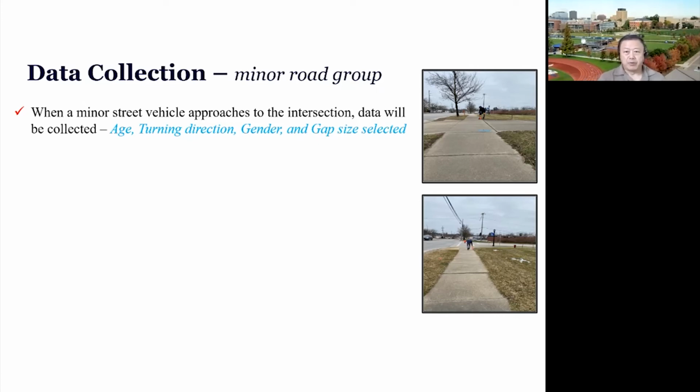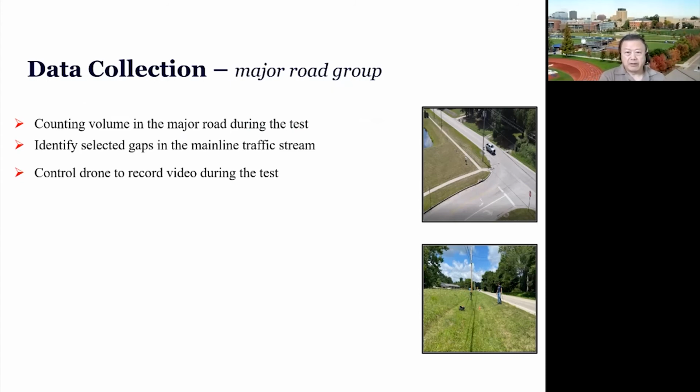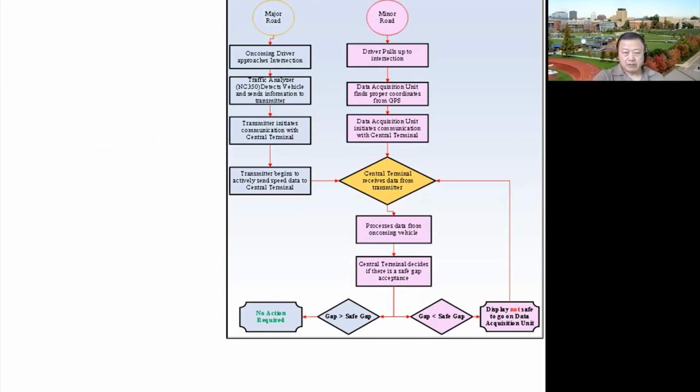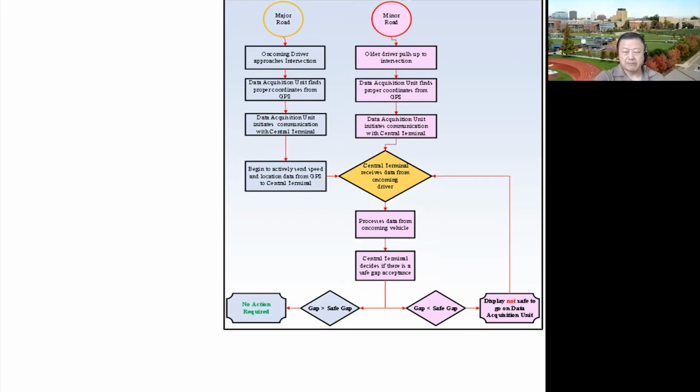The other group of people doing the research is at the major roads, and their objective is to count volume and identify the gaps. Now, in this case, we have the drone flying, and we know the distance and the gap in the post data processing. And of course, they have to control the drone for the videotaping. So I have a lot of stuff every time I go to the field. And this is the flow chart for this work, but I don't think we need to discuss that. It's too tedious.